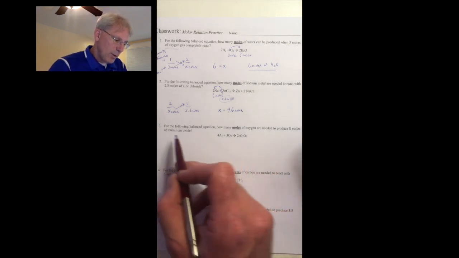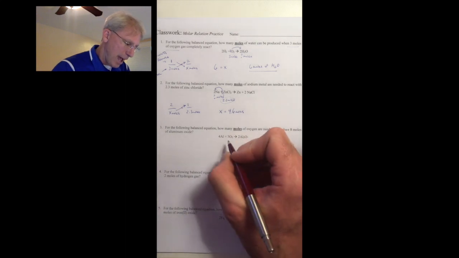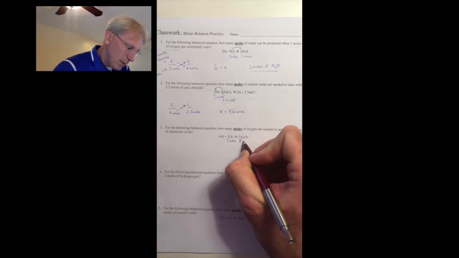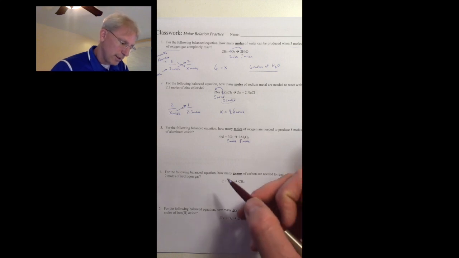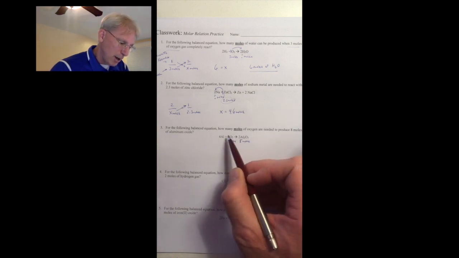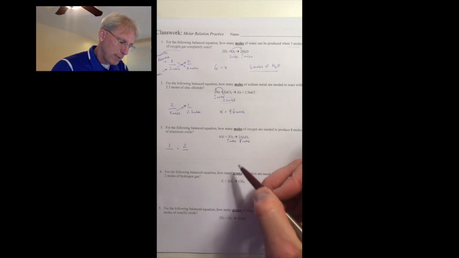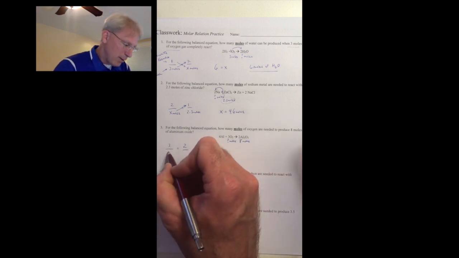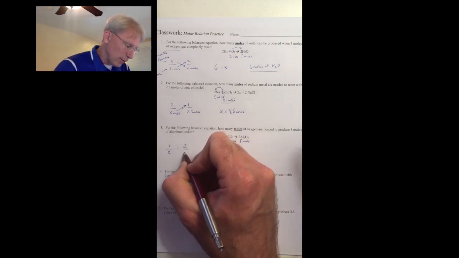Okay, let's do one more of these before we move on to a different type. So in question 3 here, you're told how many moles of oxygen. So underneath the oxygen here, we are going to write how many moles. So I'm going to write question mark moles of oxygen are needed to produce 8 moles of aluminum oxide. So I know that I have 8 moles of aluminum oxide. Let's build some ratios and move forward on this thing. So the coefficients up top here are 3 and a 2. So I'm going to write a 3 up top and a 2 up top right from the equation. And then from the problem, I know that I'm looking for the number of moles of oxygen, and I'm given 8 moles of aluminum oxide.